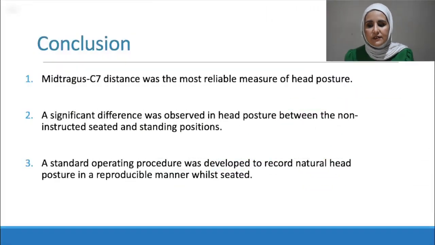So in conclusion, the Midtragus-C7 distance was the most reliable measure of head posture. A significant difference was observed in head posture between non-instructed seated and standing positions, and a standard operating procedure was developed to record the natural head posture in a reproducible manner while seated.